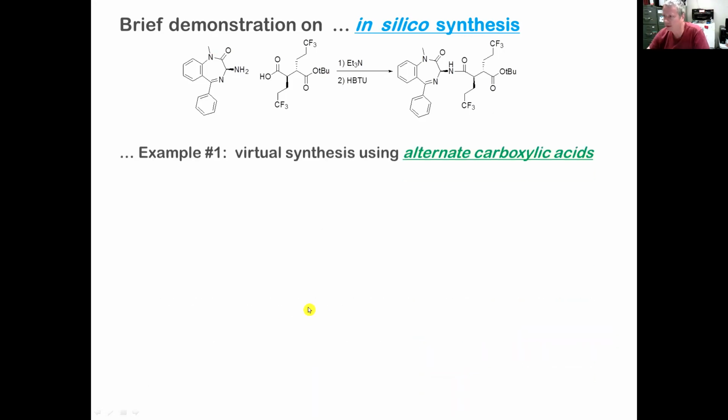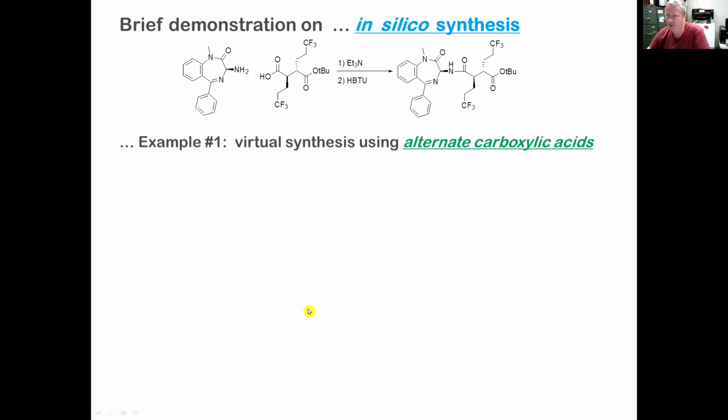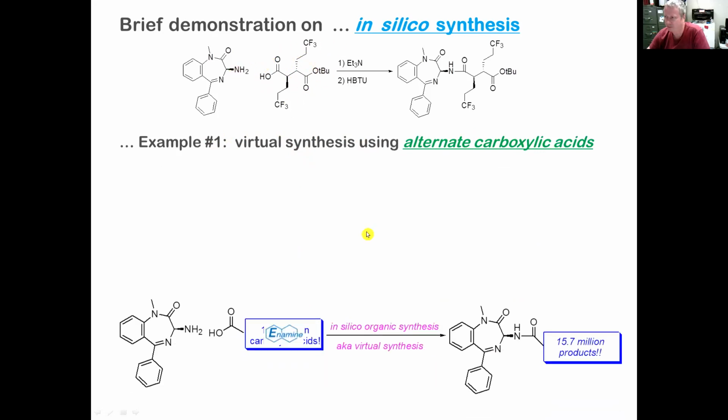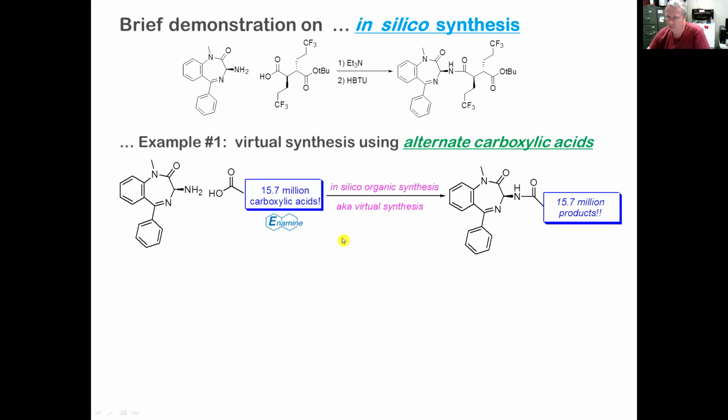Okay. So we're going to do two things. Well, we're actually going to do three things. One, virtual synthesis, where we're going to use alternate carboxylic acids. We're going to use a library of carboxylic acids to couple to the amine. So for example, start with the left piece and use 15.7 million carboxylic acids from the Enamine library. And that would make 15.7 million products, okay?